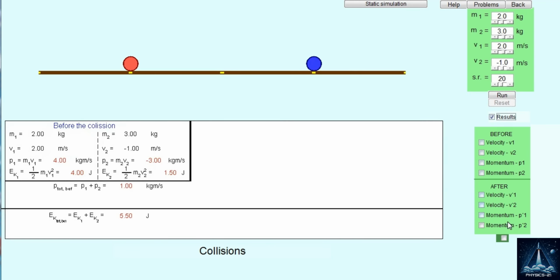We can reset the simulation to its initial environment. We can choose various combinations of parameters and study the simulation.